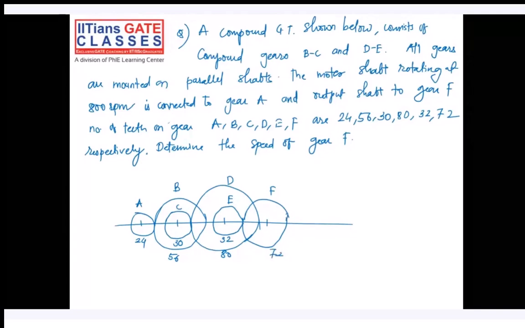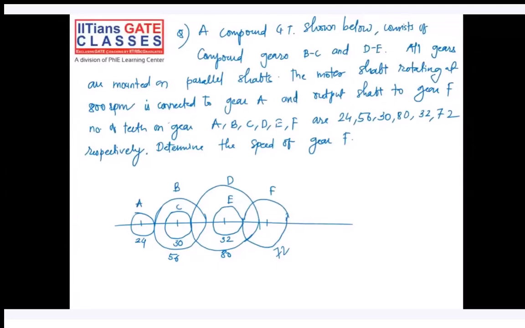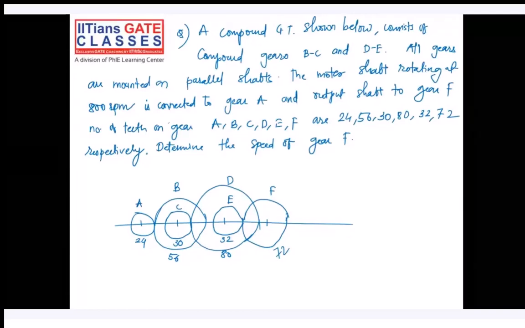Okay, a compound gear train is shown in this figure, consists of compound gears B, C, and E. Because gear A and F are first and the last gear, all the gears are mounted on the parallel shafts, and motor is connected to the gear A, which is rotating at 800 rpm. Output shaft is connected to gear F. So you can say A is an input gear or a driving gear, and F is a driven gear in this case. Number of teeth are already given. Determine the speed of the gear F.